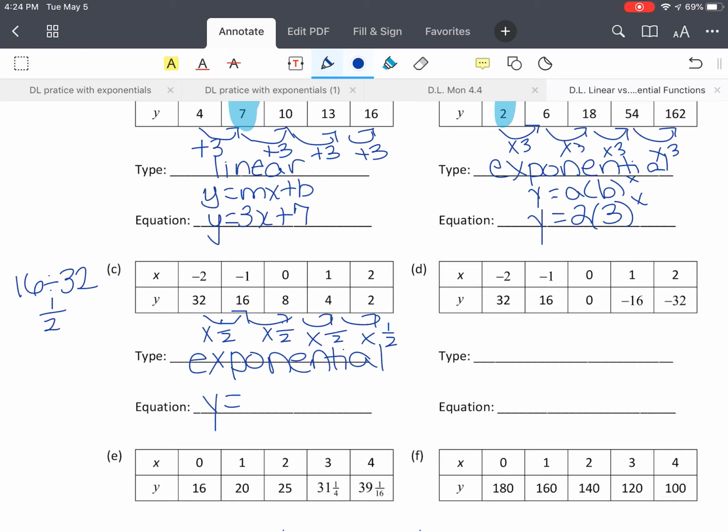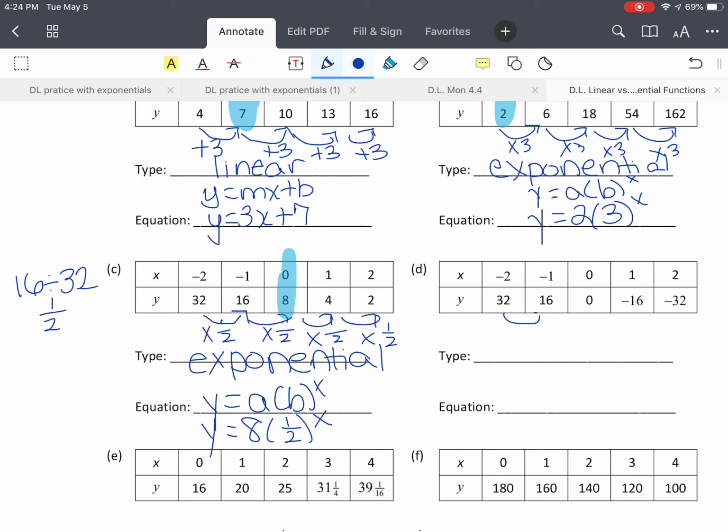Y equals, we know the format for exponential, a(b)^x. A is my y-intercept, so that's going to be 8. B is going to be 1/2. That's my multiplying factor to the x. Okay, so let's try the next one.